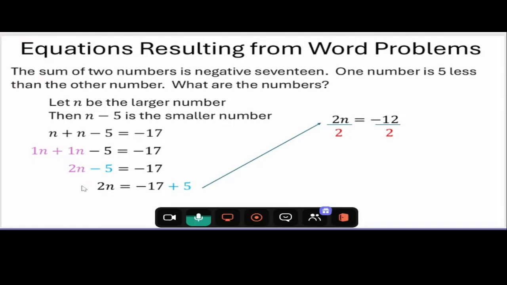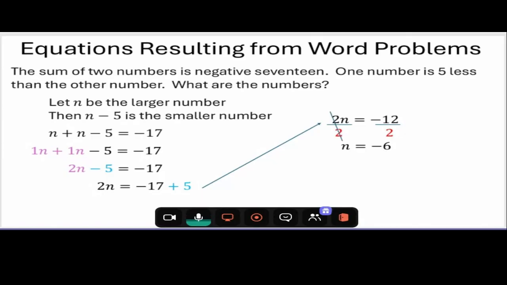Divide both sides by 2 to get n by itself. 2's cancel, of course, which is why we did it. Negative 12 divided by positive 2 is negative 6. Okay, now careful, you can't stop there because we're not done.